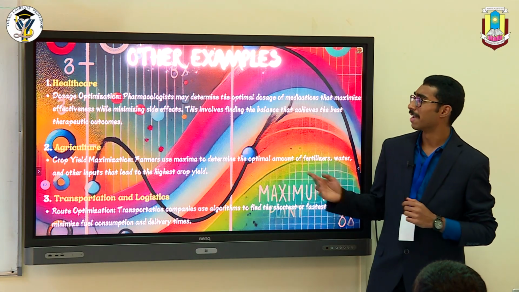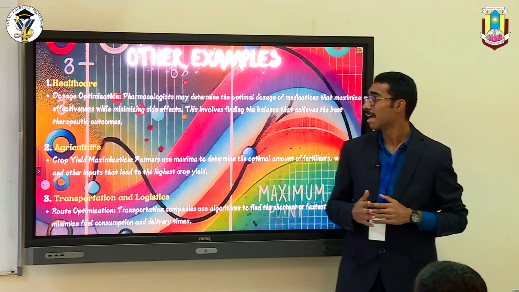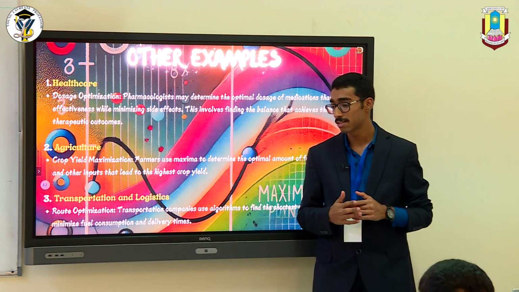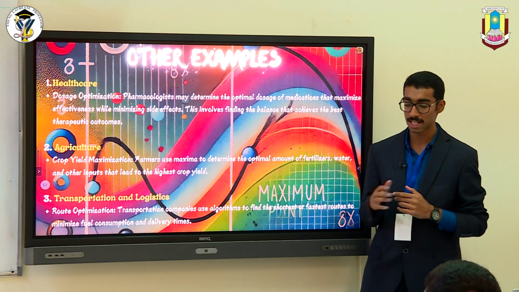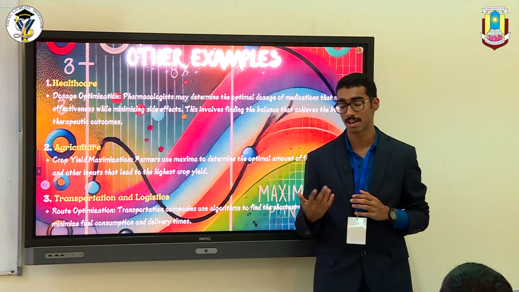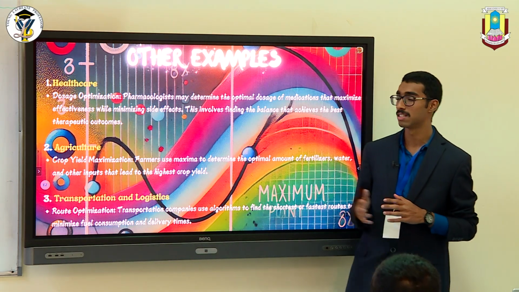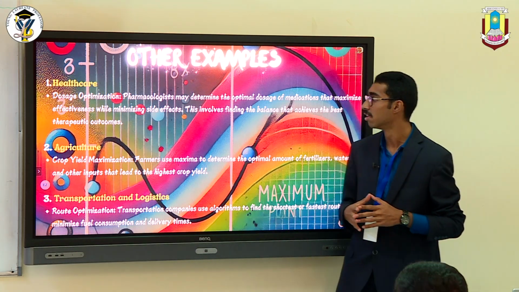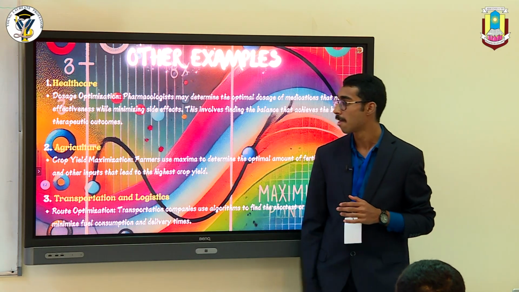So other interesting examples which you can see in healthcare: for a pharmacologist, the side effects should be minimum, and the effects of the dosage should be maximum. That is the primary output of any medicine. So they use maxima and minima for this.